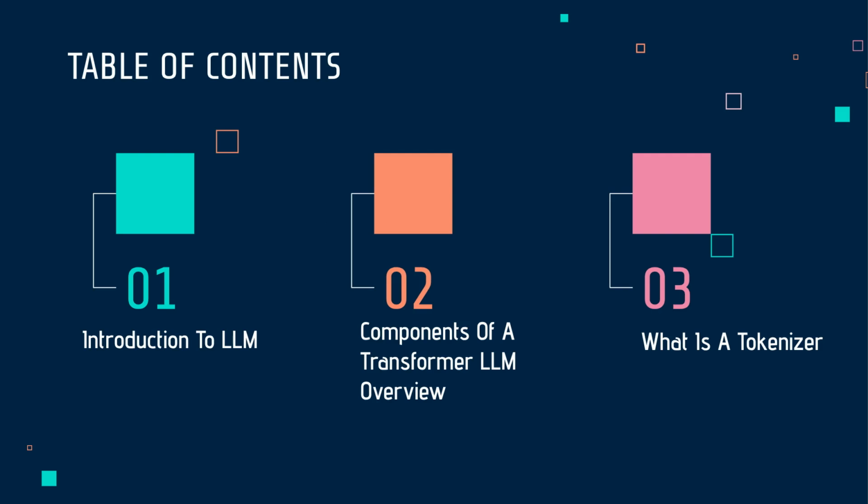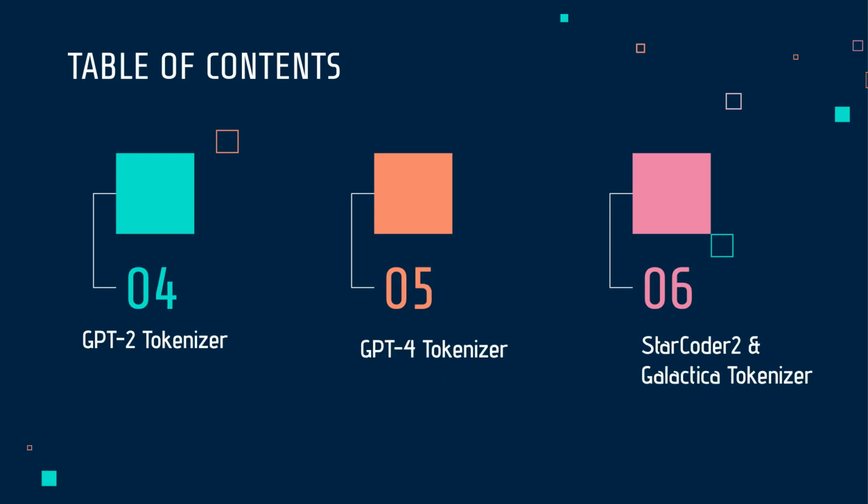Okay, so we're going to be covering an introduction to LLMs for those of us who are new. By the way, if I say LLMs, I mean large language models. So we're going to cover an introduction to large language models. We're going to look at the different components of the large language models, specifically focusing on the transformer LLMs. We're going to be looking at what a tokenizer is, and then we'll do a code implementation of how to tokenize text using the GPT tokenizer, GPT-4 tokenizer, the StarCoder tokenizer, and the Galactica tokenizer.